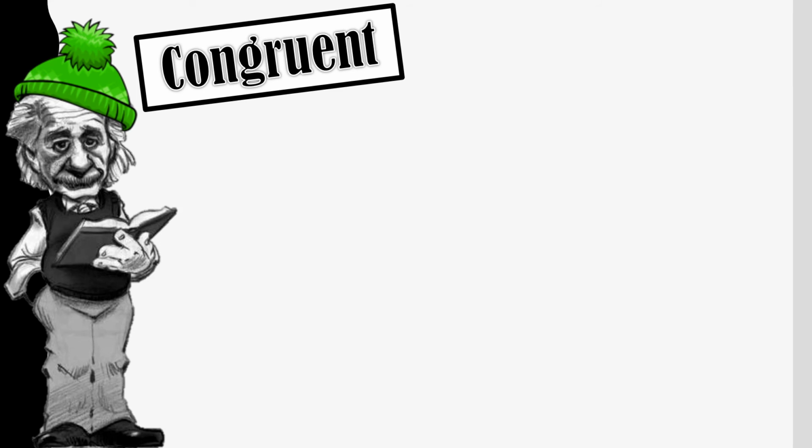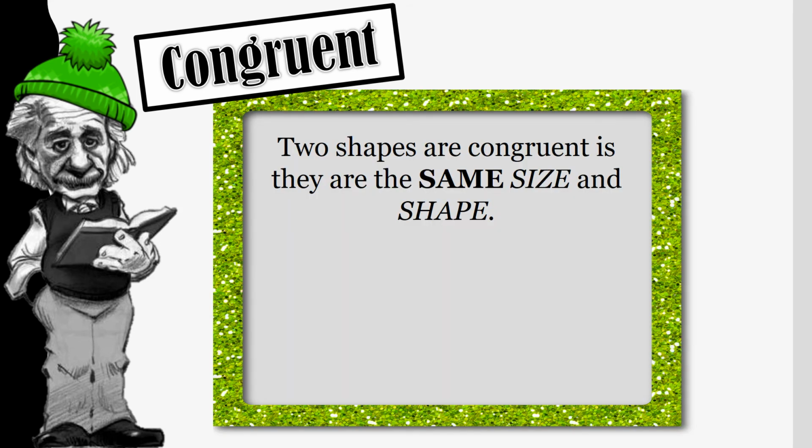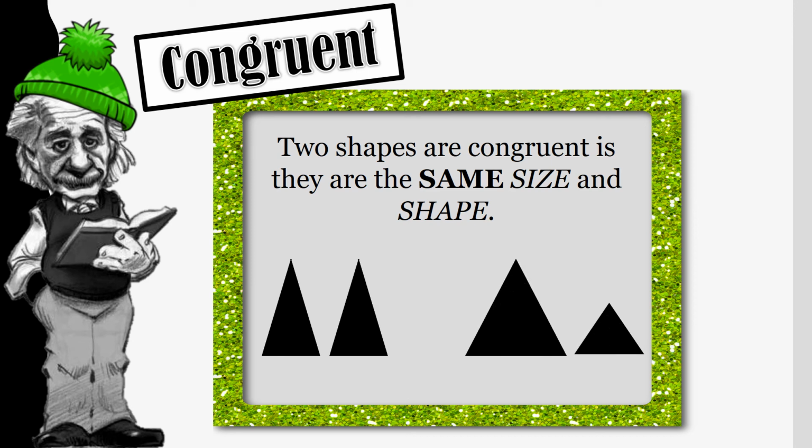And finally, let's review congruent. We know congruent are two shapes that are the same size and shape. These two triangles are definitely congruent. They're both the same size and they're also the same shape. These two triangles are not congruent. Even though they are the same shape, they are not the same size. When it comes to congruent, size and shape are important.